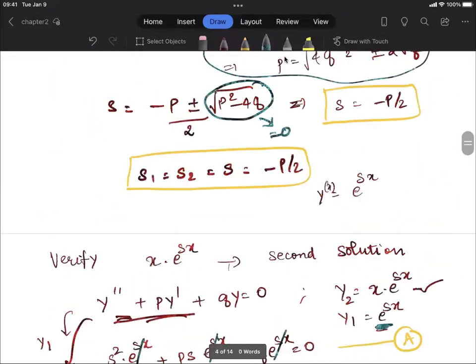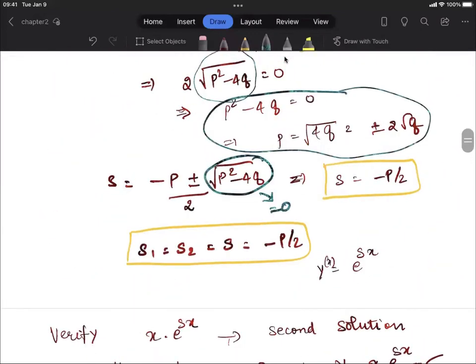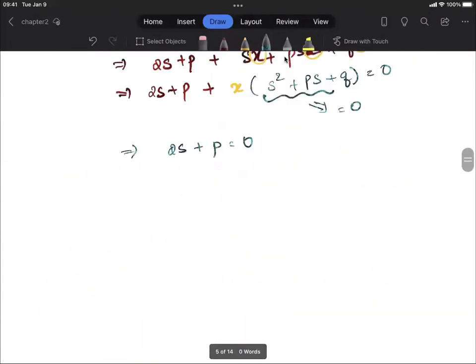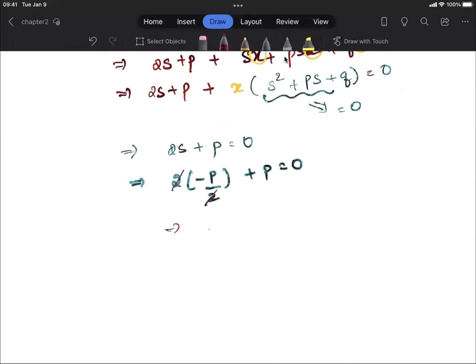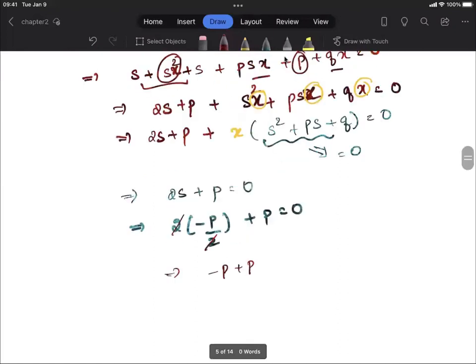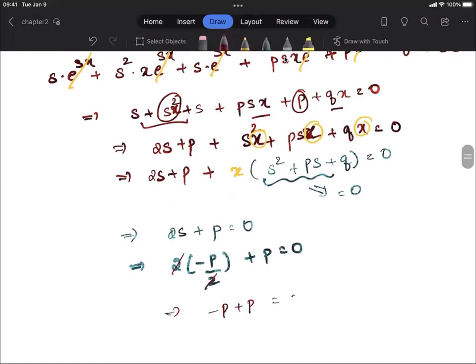Now let me take you back to here where we found out what the value of s is. It's negative p by 2. So I'm going to plug that in. The 2 and the 2 get cancelled. You have negative p plus p, which is equal to 0.